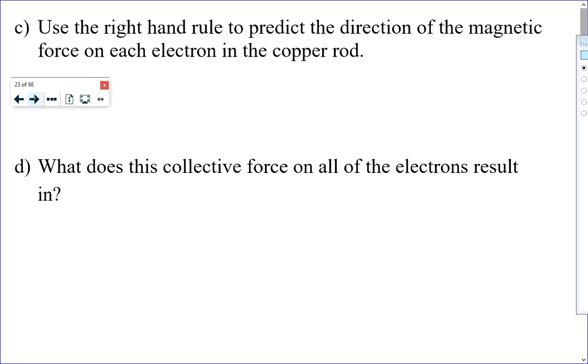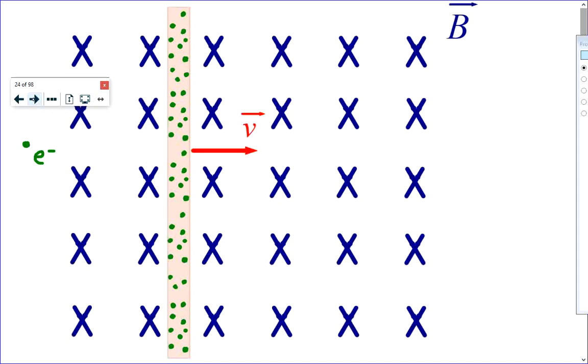The next question says, use a hand rule to predict the direction that each electron will be forced due to me moving the electrons in that direction. So we're still using this right-hand rule. It's just that now your thumb is not current. Your thumb is the direction you're physically moving the wire. And the magnetic field is, well, let's see, X means in. Our thumb is to the right.